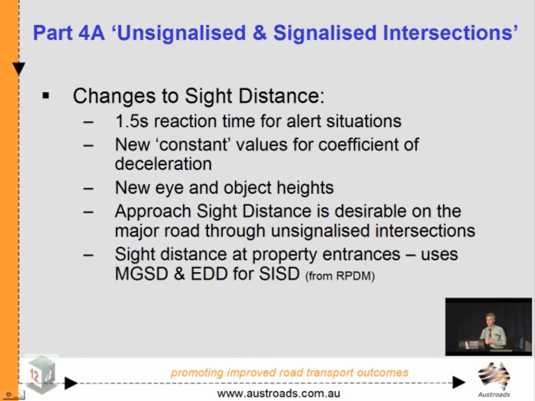We've also added approach sight distance at intersections. So if we're coming up to an unsignalised intersection on a new road, that approach sight distance is a desirable criterion. We haven't said that it's mandatory. So if you're designing a new road, try and get approach sight distance. It's quite a conservative parameter to try and get. If you can't get it, and provided you've got sufficient cues through other means, we don't have that any longer as a mandatory standard. For sight distance at property entrances, we use minimum gap sight distance and extended design domain for safe intersection sight distance, and that's pretty much taken straight out of the Road Planning Design Manual.